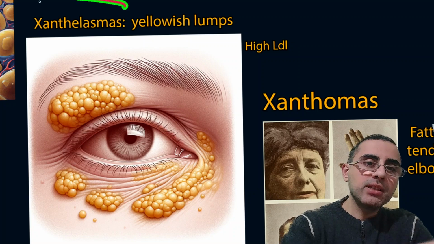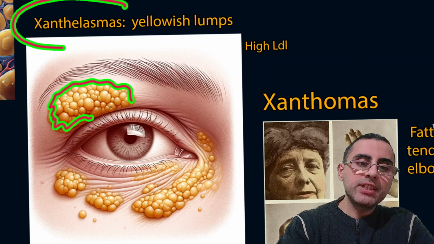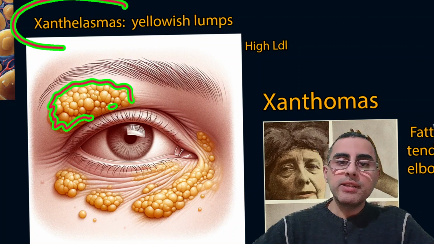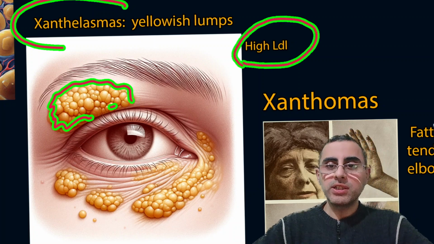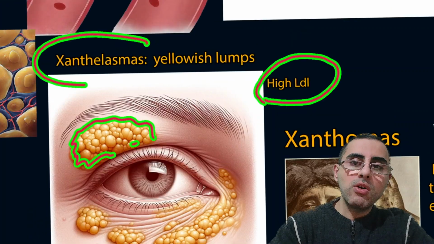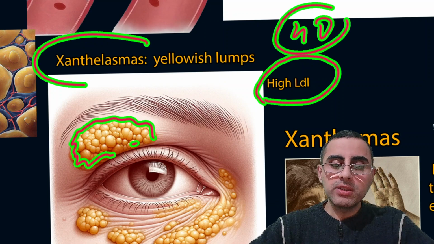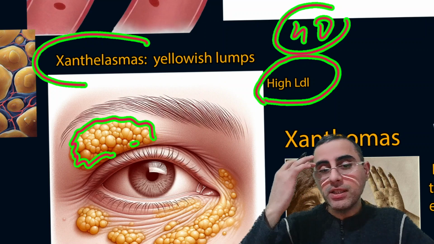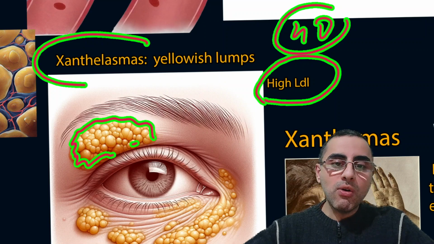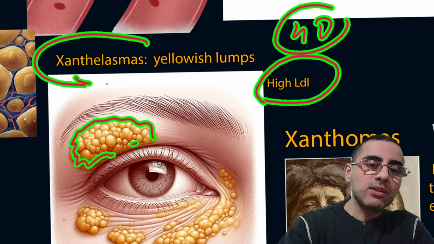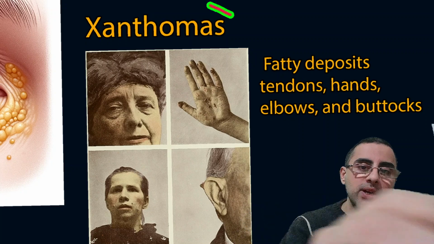First is xanthelasmas. Xanthelasmas are deposits of yellowish lumps on the skin around the eye, and in many cases it is a sign of high LDL or high bad cholesterol level, especially if it occurs before the age of 40. It's highly correlated with high cholesterol level. So if a person has fat deposits around the eye or on the eyelid, it's a sign of high cholesterol level, and it is called xanthelasmas.